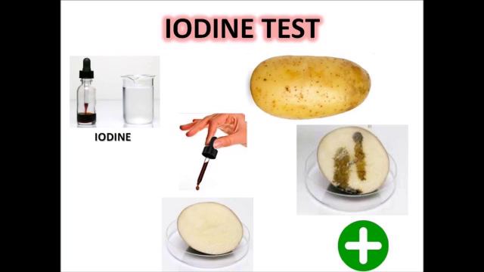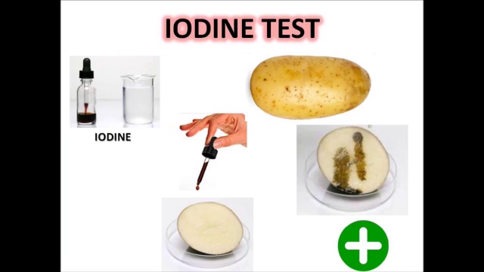After a couple of minutes, you will observe a change in color on that area of potato where iodine solution was dropped. And this appearance of blue-black color indicates the presence of starch. So if you get a blue-black color, then that means starch is present there, and if there is no blue-black color, that means starch is not present there.